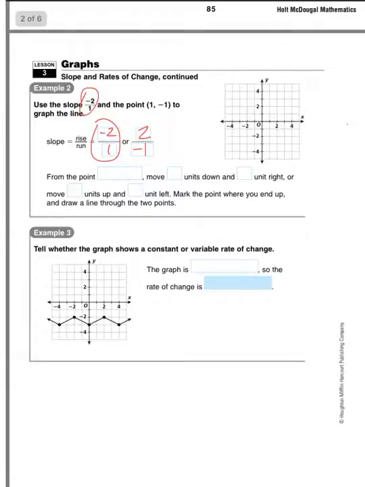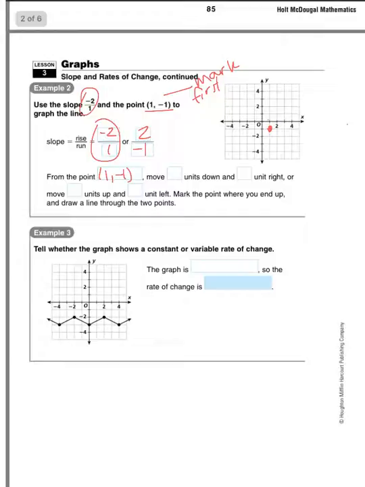The first thing we're going to do is we're going to mark (1, -1). So we're going to mark first. So (1, -1), because the 1 is positive, we go right, because we always go right or left. And then the -1 is negative, so we go down, because then we go up or down, and we make our point. Okay, so that is our first mark, (1, -1).